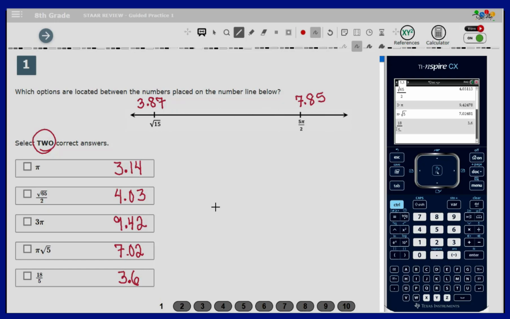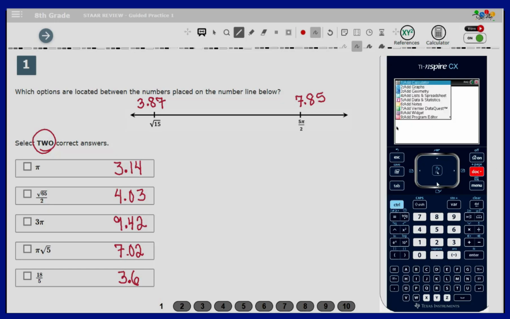Now, let's say that you can already figure it out just by looking at the numbers, and you can say, Miss, I know the answers are this and that. Great. If you still cannot do it that easily, this is what we can do. We're going to add a new document. I'm going to go to lists and spreadsheets. I'm going to label this anything; it can be any letter, it won't matter. Then I'm going to put all the numbers that I have into my list, even the numbers that are on my number line.